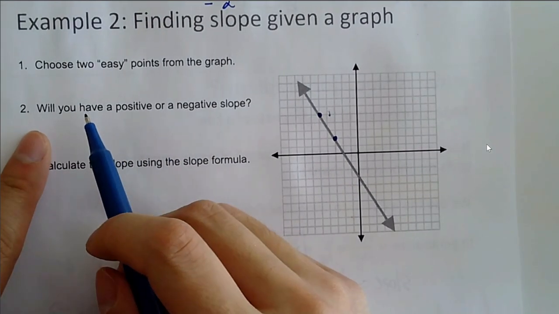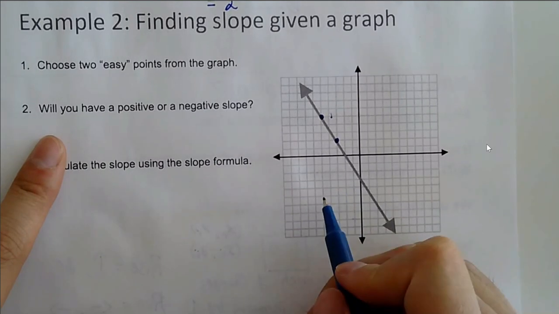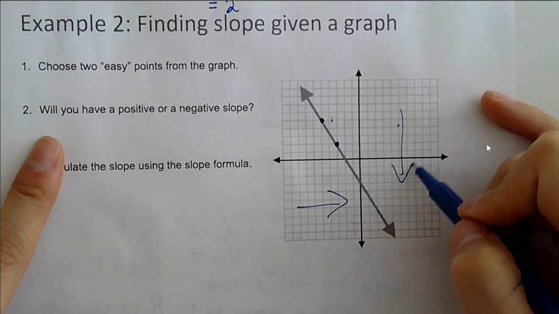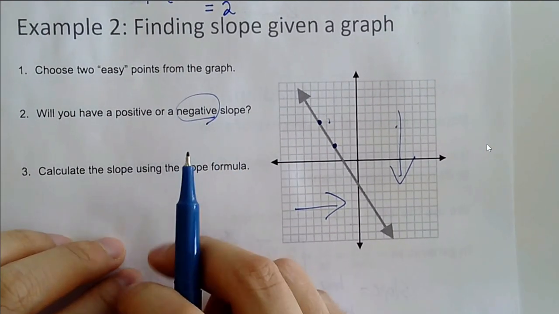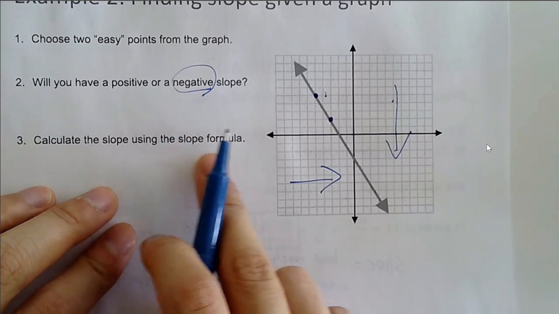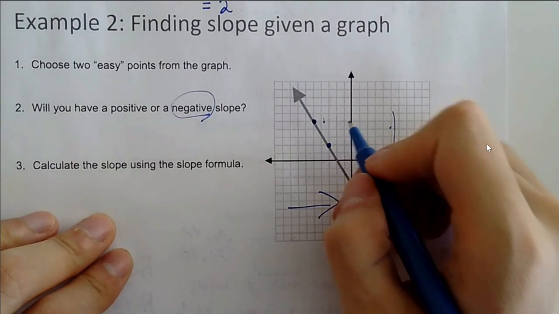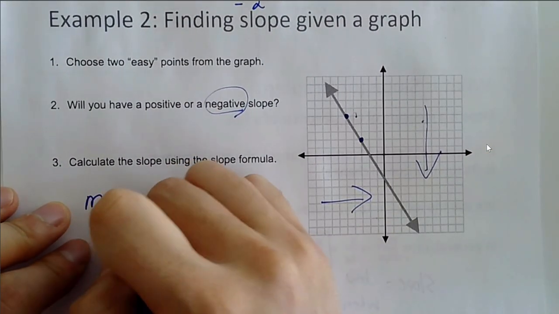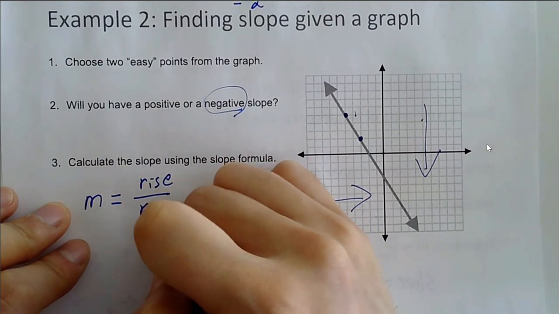Step 2 is will you have a positive or negative slope? Reading from left to right, this graph is going down. Therefore, I know that I have a negative slope. And now I have to calculate the slope using the slope formula. If you're given a graph, all we have to do is literally count. And just remember that our slope, m, is equal to rise over run.